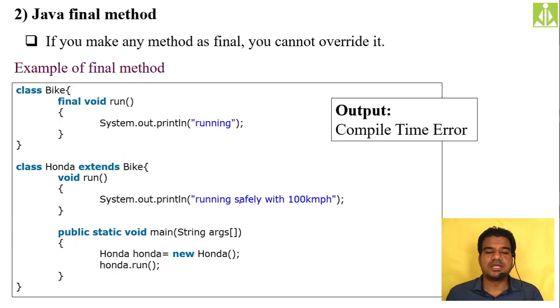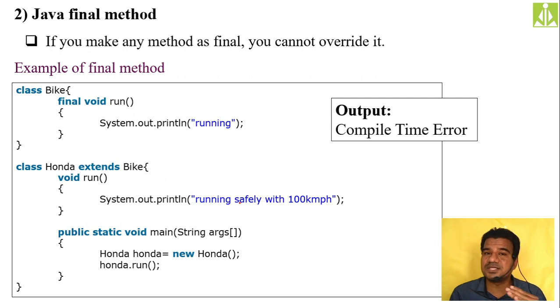Okay, so the next thing, Java's final method. What happens if a method is a final method? How are you going to deal with a final method, and what restrictions will it get if it is final? Simply, you cannot override it. Overriding is a concept of inheritance.